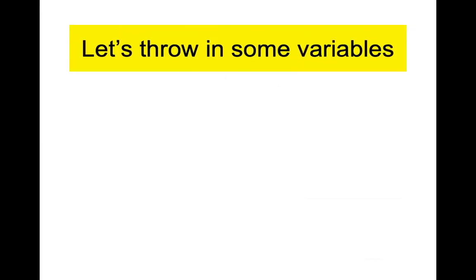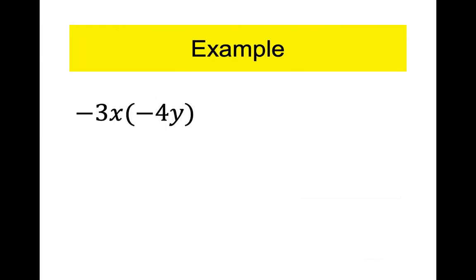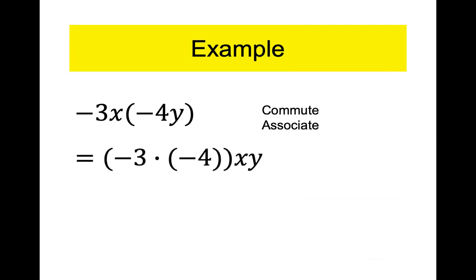All right, we good? All right, let's throw in some variables. Remember from our previous rules, we can multiply numbers with numbers, variables with variables. So I can commute this to multiply just the numbers. What two numbers am I going to multiply? -3 and -4, and then times x, y. So I could commute and then put parentheses around the -3, -4. Remember, if I don't do that, it looks like -3 minus 4. It's not -3 minus 4, it's -3 times -4.